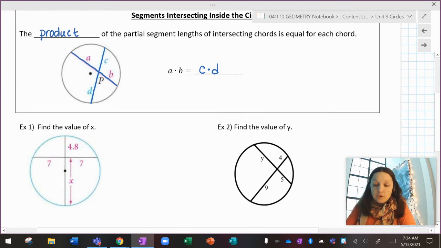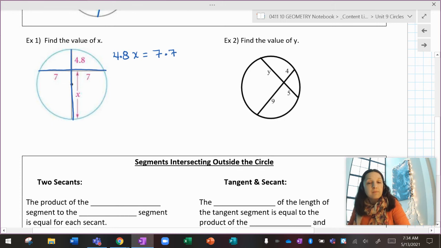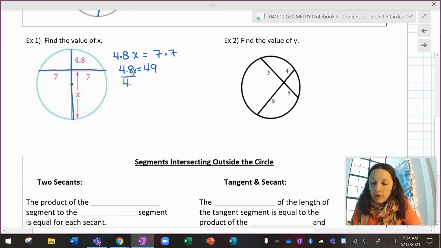That's it. So if we come down here and do a little bit of practice, oh look, I have two chords. This one happens to also be a diameter, but that doesn't change the rule. 4.8 times x equals 7 times 7. That's it. So then you're just going to take your calculator and say 4.8x equals 49. Divide by 4.8. And if we put that in the calculator, you get about 10.2. We'll round to the nearest tenth.